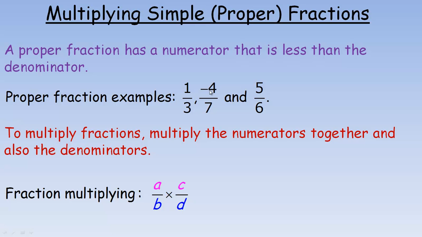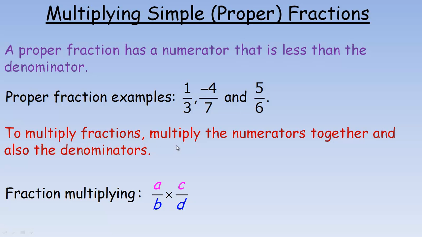-4/7, and you don't worry about the negative here. So you're actually just saying, okay, 4 is less than 7. Now, -4 actually is less than 7, but it's strictly just the 4 that you're saying, okay, that's smaller than 7, so it would be a proper fraction. And 5/6 is proper. The 5 is slightly smaller than 6 by 1, but it's still a proper fraction.